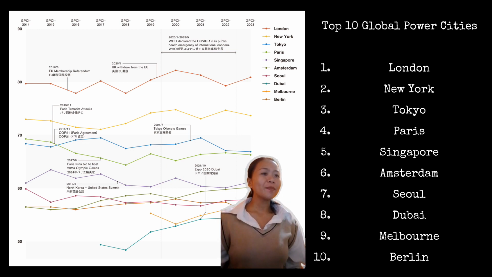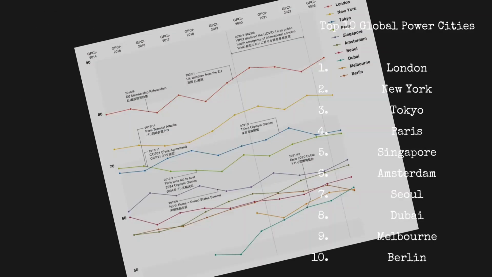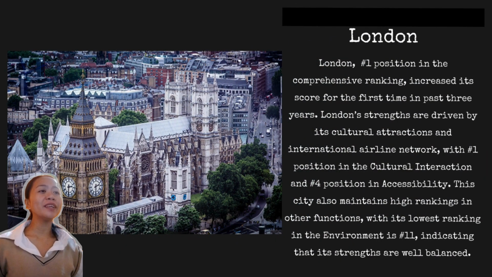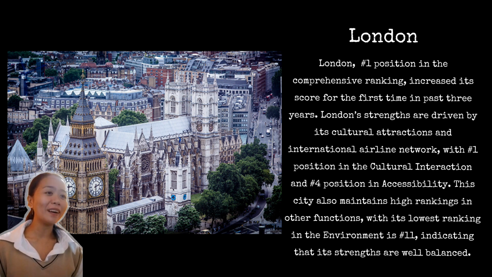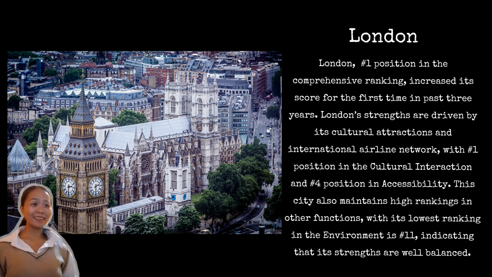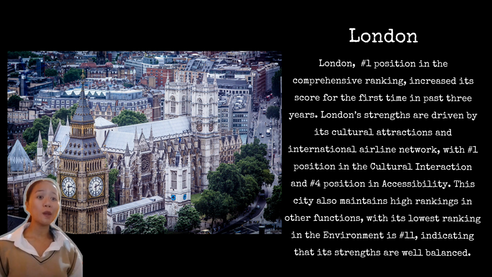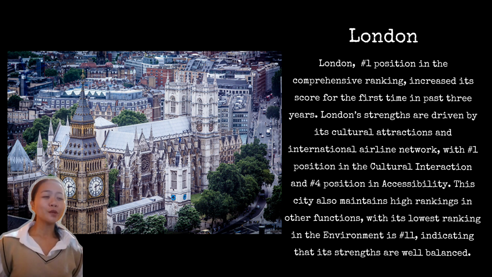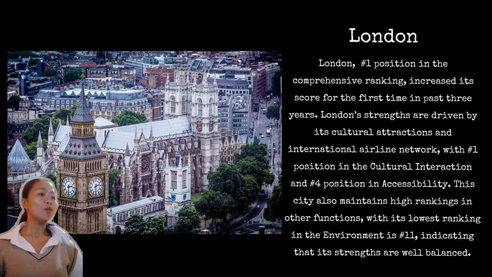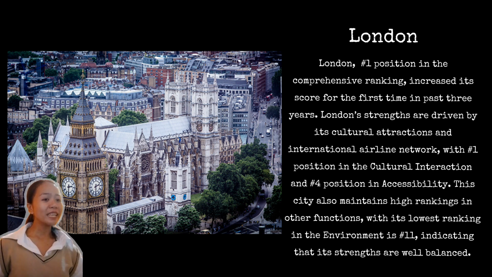So now we will talk about the top 3 global power cities: London, New York, and Tokyo. Let's begin with London, since this is the first, or the top one. London, number 1 position in the comprehensive ranking, increased its score for the first time in the past 3 years. London's strengths are driven by its cultural attractions and international airline network, with number 1 position in cultural interaction and number 4 position in accessibility. This city also maintains high rankings in other functions, with its lowest ranking in the environment at 11, indicating that the strengths are well balanced. So that's why maybe London is number 1.